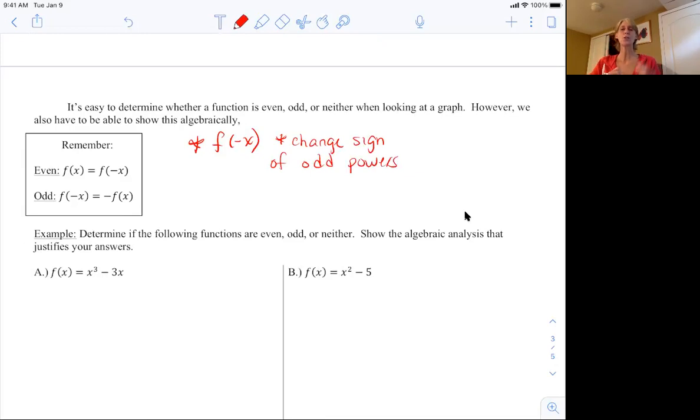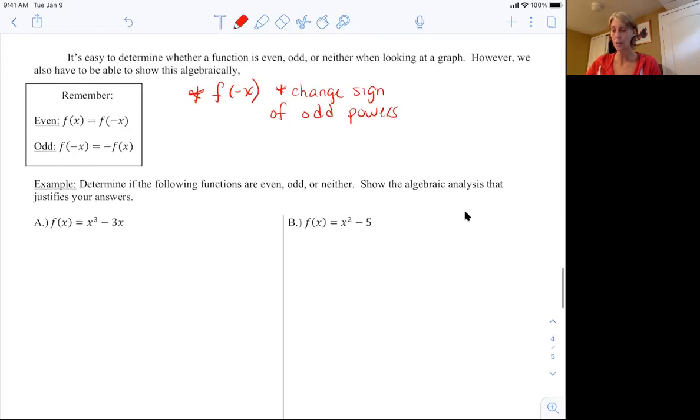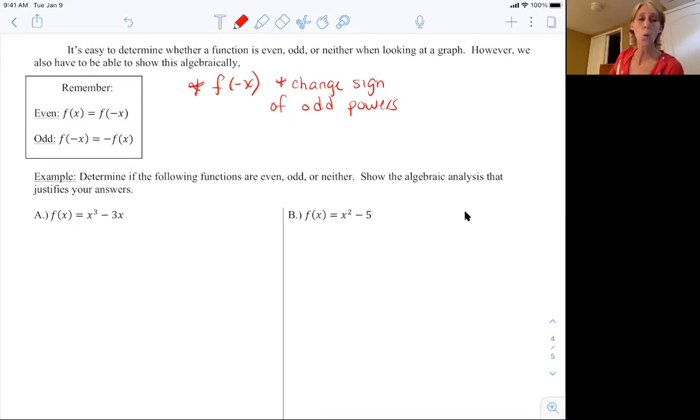If you go back to the first day while we were doing function notation and we practiced f of negative x and negation of f of x, that's where we were leading to. We were leading to examples like this, when we can use those practices while we're trying to determine if a function is even or odd. So in these examples, we're going to determine if the functions are even, odd, or neither, and we're going to show our algebraic analysis to justify our answer. Okay, so we want to justify answers now.